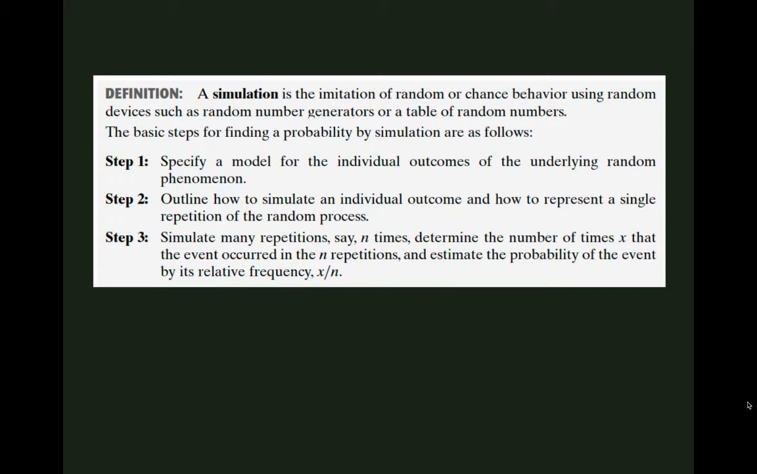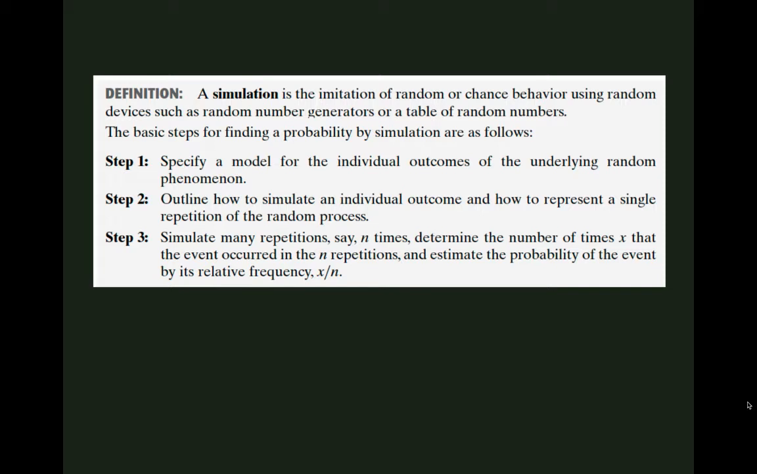The basic steps for finding a probability by simulation are as follows. Step 1. Specify a model for the individual outcomes of the underlying random phenomenon. Step 2. Outline how to simulate an individual outcome and how to represent a single repetition of the random process. Step 3. Simulate many repetitions, say n times, determine the number of times, x, that the event occurred in the n repetitions, and estimate the probability of the event by its relative frequency, x divided by n.